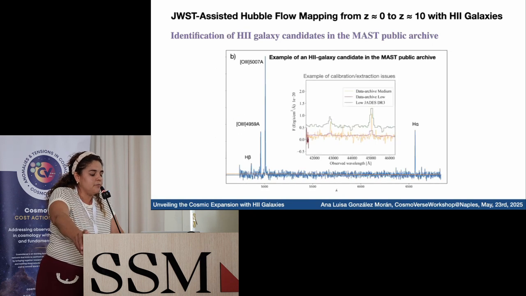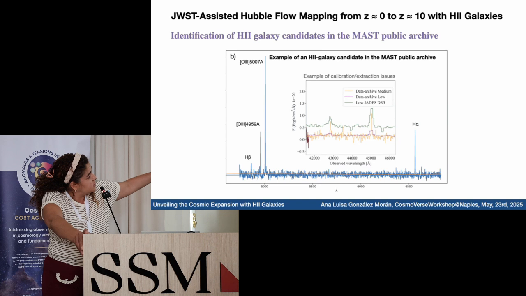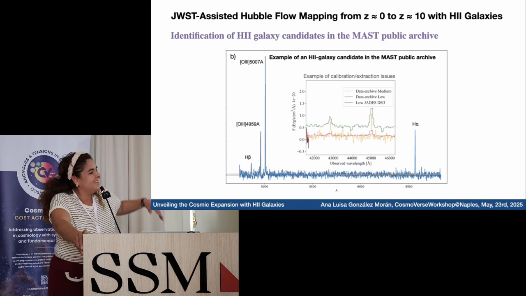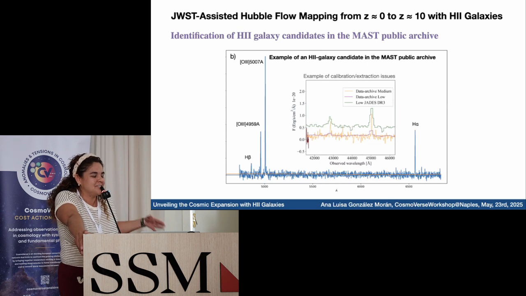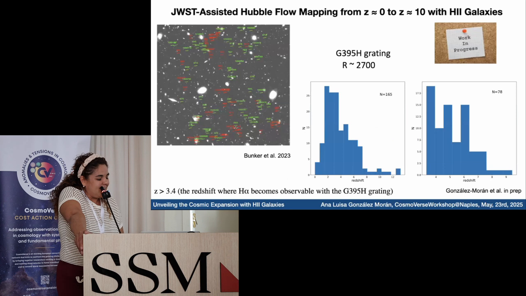This is an example of an HII galaxy observed with the James Webb Space Telescope, where you can see H alpha and H beta and the oxygen lines. That's amazing, because the signal to noise is very high. And also, I downloaded all the high resolution spectra that are available from the JADES survey, and I started to work with that sample.